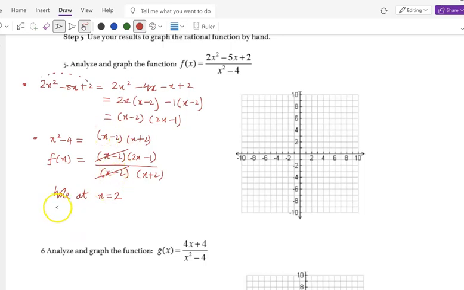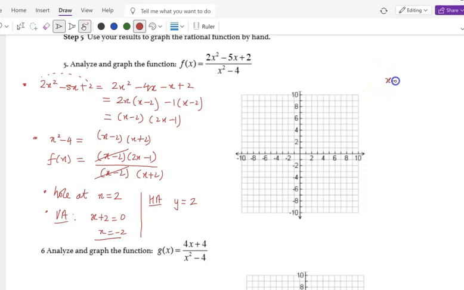Correct. Now you get your vertical asymptote. We already calculated x minus 2 and x plus 2. Make the denominator equal to 0, so x is equal to minus 2. That's your vertical asymptote, because we cancelled out the x minus 2, so it's gone. Horizontal asymptote: y is equal to 2 upon 1, so y is equal to 2. Correct. Now you get the x-intercept and y-intercept.